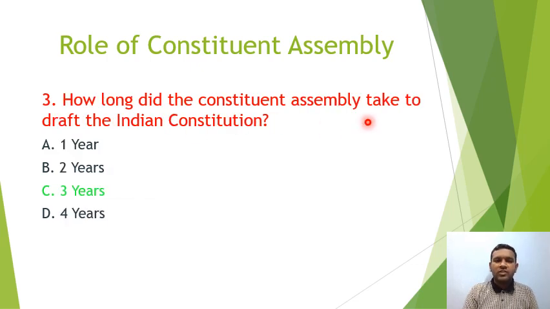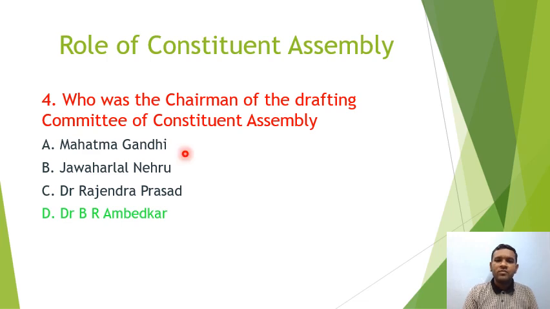How long did the Constituent Assembly take to draft the Indian Constitution? A Constitution cannot be drafted in a single night. It was very hard work of around months and years. Given 4 options here, whether it's 1 year, 2, 3, or 4 years, the right answer would be 3 years. The next question: the chairman of the drafting committee of the Constituent Assembly, we all know, is Dr. B.R. Ambedkar. Mahatma Gandhi, Jawaharlal Nehru, and Dr. Rajendra Prasad are the other options for the question.